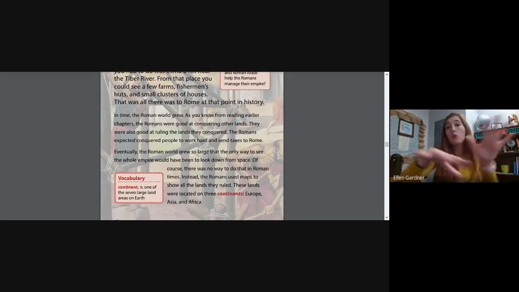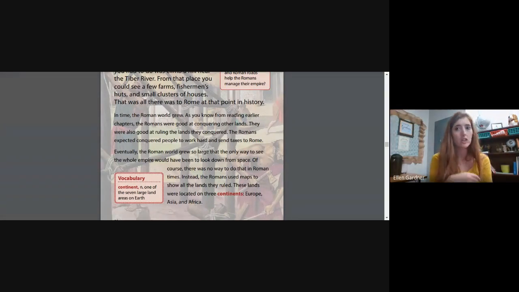In time, the Roman world grew. As you know from reading earlier chapters, the Romans were very good at conquering other lands. Especially Julius Caesar was good at that. With his reign alone, the land expanded to become what really was going to become the empire later on. The Romans expected conquered people to work hard and send taxes to Rome.